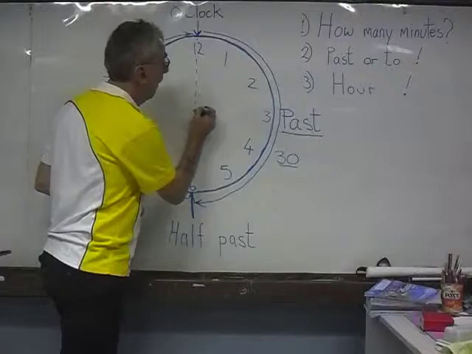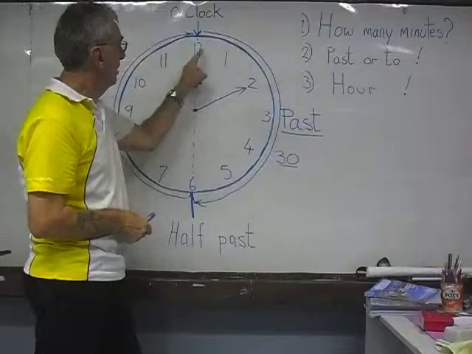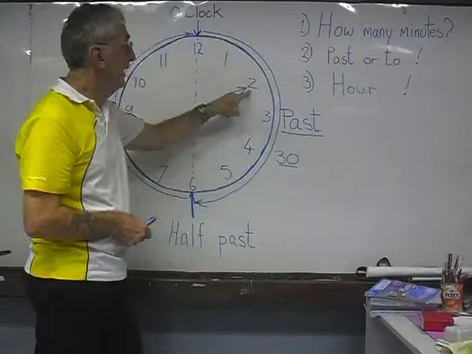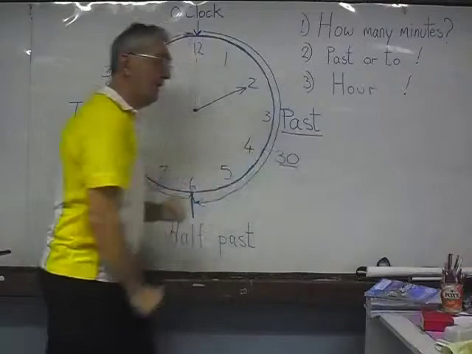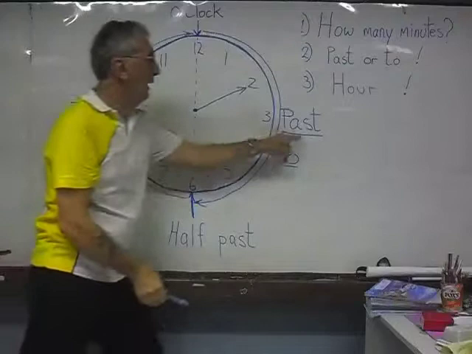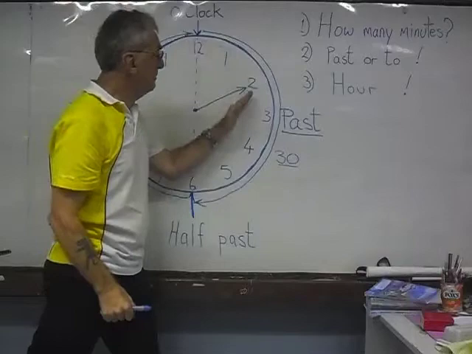that. Ask yourself, how many minutes? First question: 5, 10, 10 minutes. Next question, is it "to" or "past"? You can see it's past, very easy, because this side of the clock is past. So it is 10 minutes past.